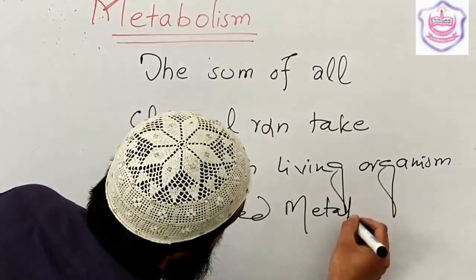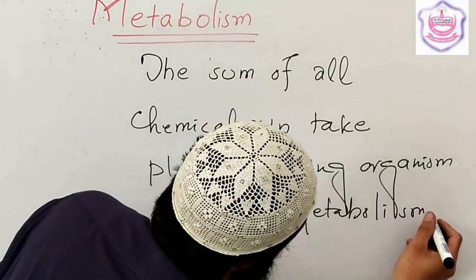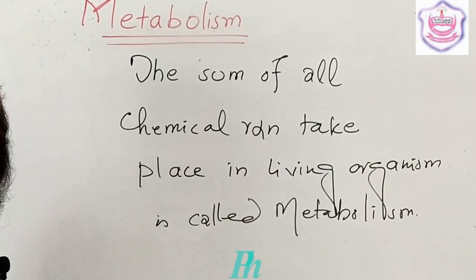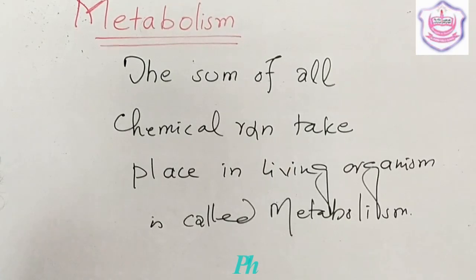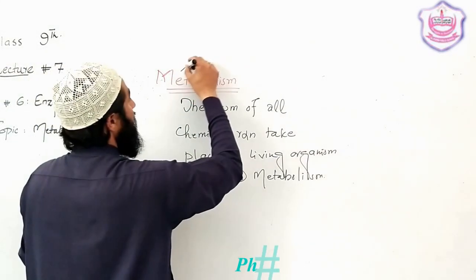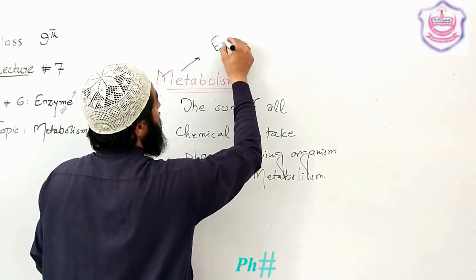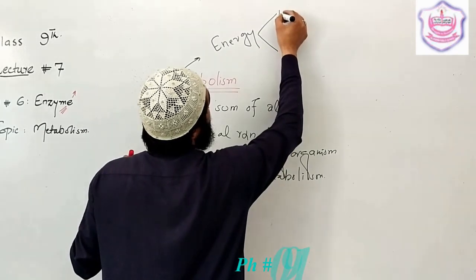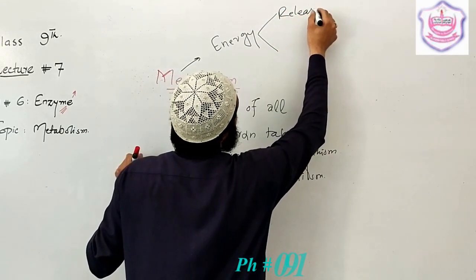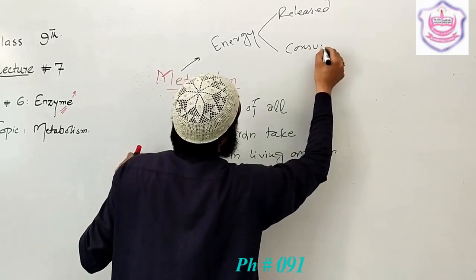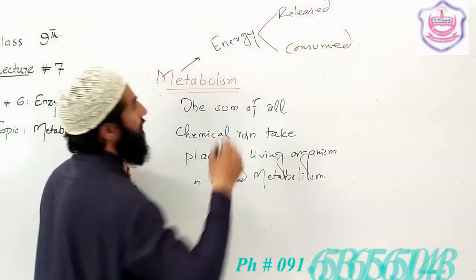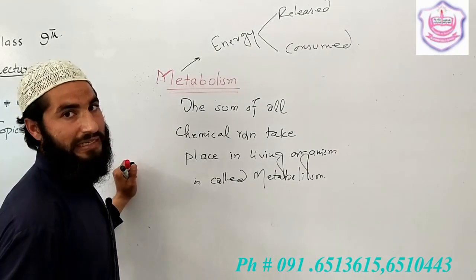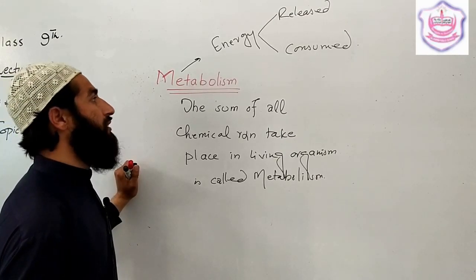metabolism. All the chemical reactions that take place in living organisms are called metabolism, or reactions in which energy is released or consumed are known as metabolism. Means the type of reaction in which the energy is released or consumed is known as what?